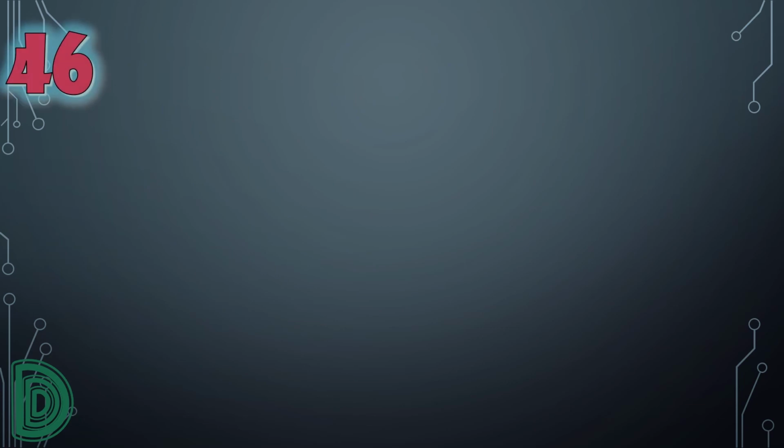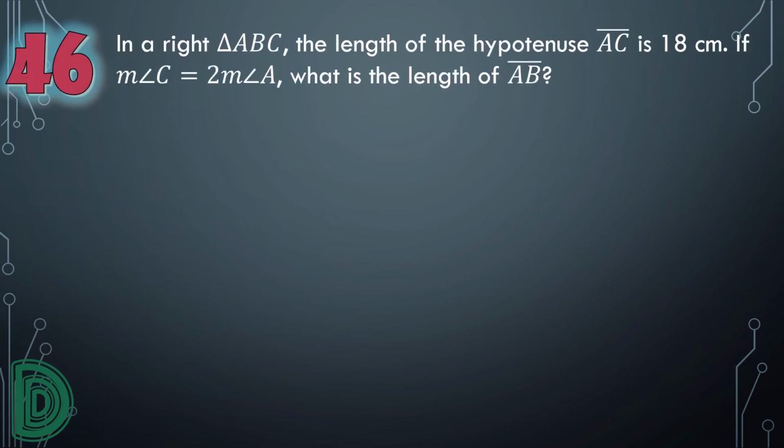46. In right triangle ABC, the length of the hypotenuse AC is 18 centimeters. If measure of angle C equals twice the measure of angle A, what is the length of side AB? Let us have the right triangle. If AC is the hypotenuse, then the right angle is angle B.